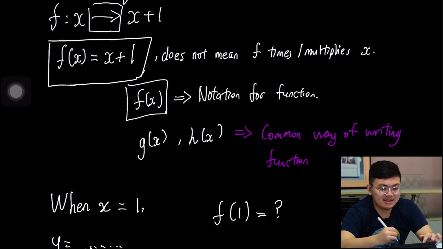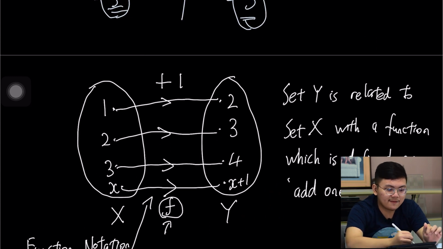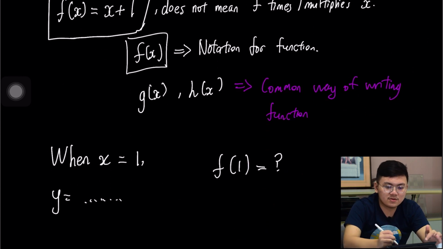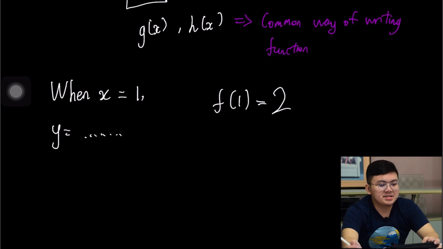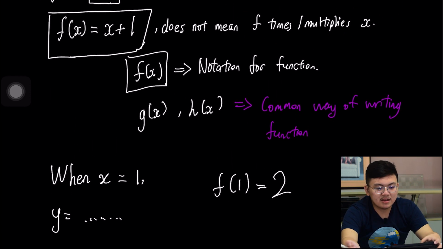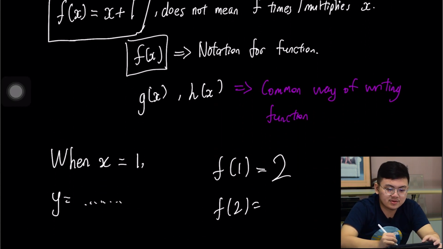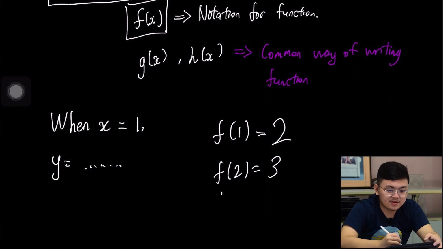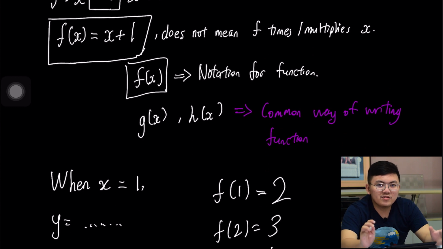Right now you can see f of 1 according to this arrow diagram. The 1, after being processed, becomes 2. So f(1) is basically equal to 2. Easy? So we continue: f(2) equals 3 and f(3) equals 4. Then we are going to prove our general formula, which is f(x) equals x plus 1.